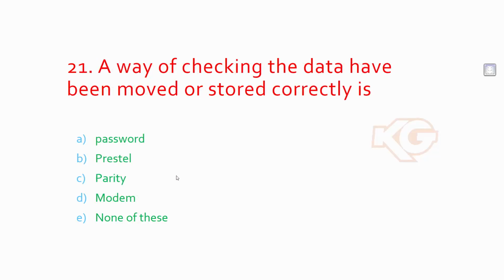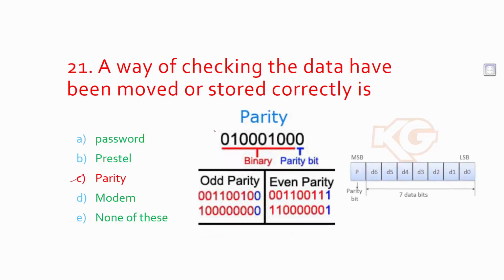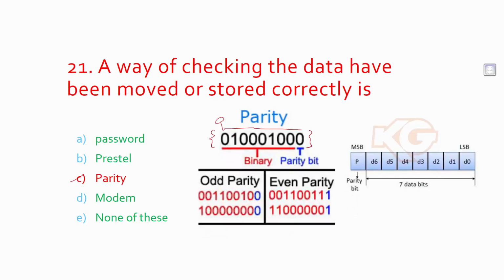A way of checking that data has been moved or stored correctly. We already discussed this in our earlier videos, but in case you forgot, the option should be C: there is a parity bit. We can demonstrate the same in this 8-bit code. Here it is 9 bits. So 1 bit is allocated completely for the parity and the remaining is binary which defines what type of character it is. You can follow either odd parity or even parity by entering the last digit.